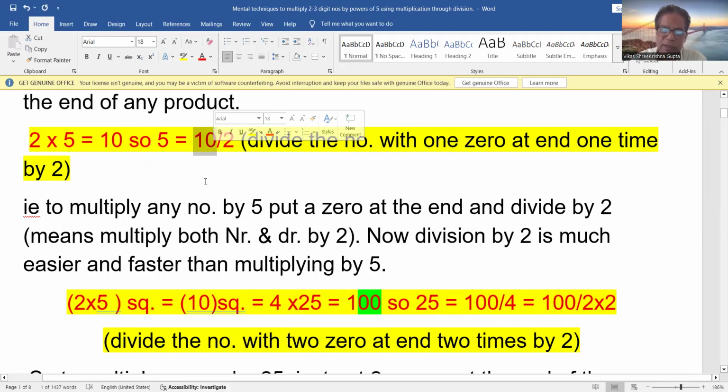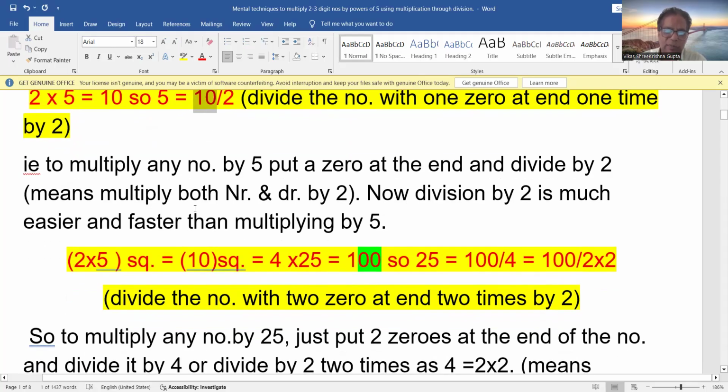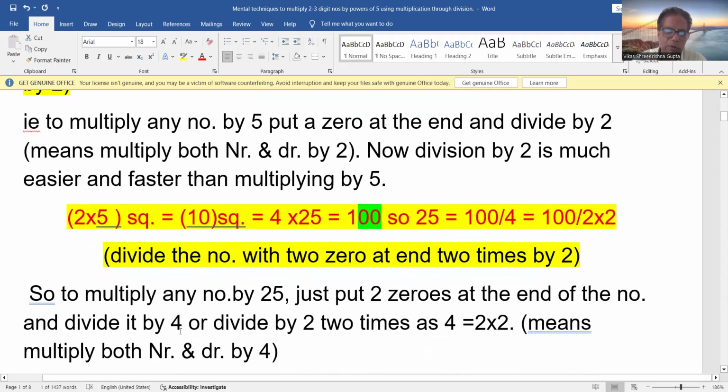Number into 10 divided by 2. So I put a 0 at the end of the number and then divide it by 2. In the same way, when I have to multiply any number by 25, now 2 into 5 squared is equal to 10 squared. That means 4 into 25 is equal to 100.